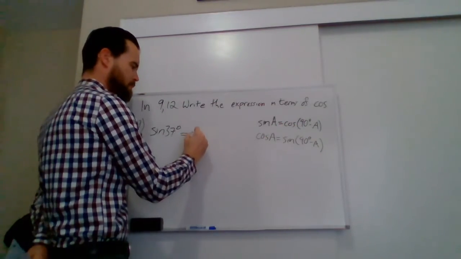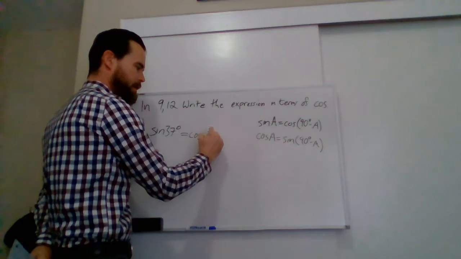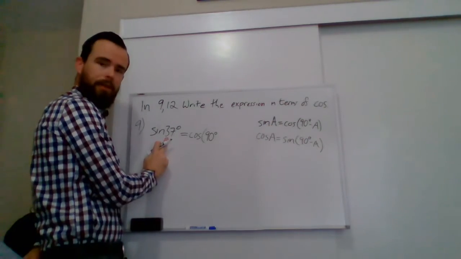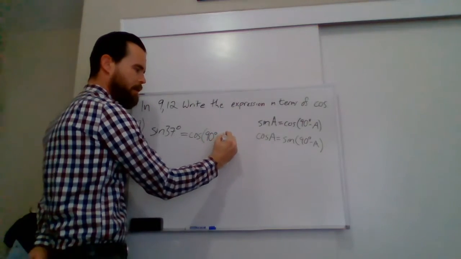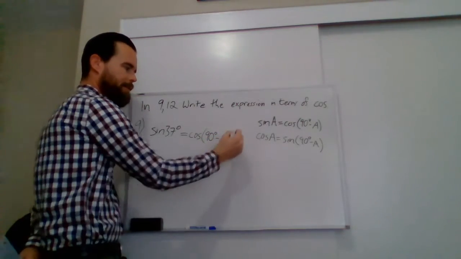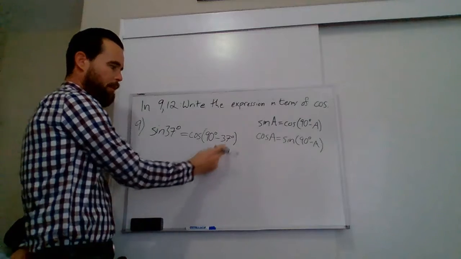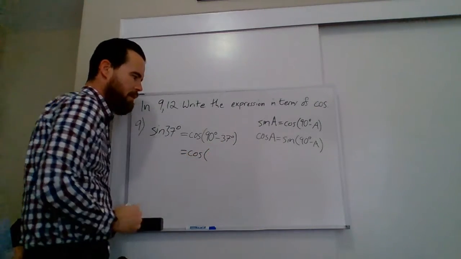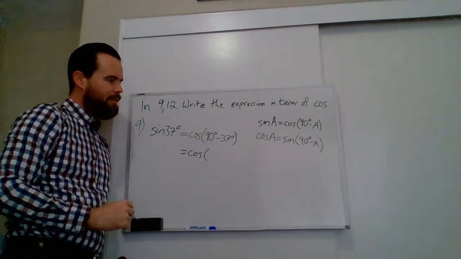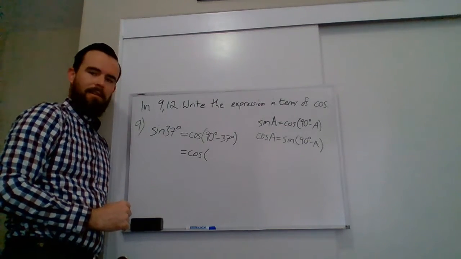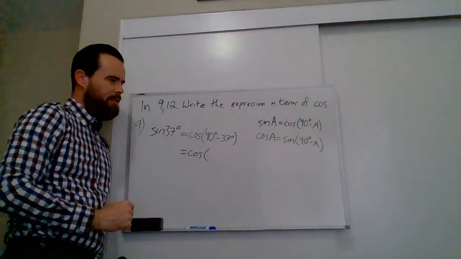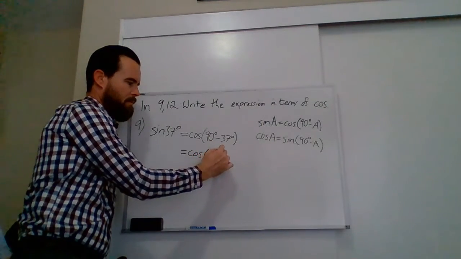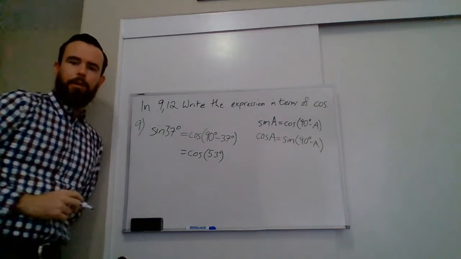So we've got cosine of 90 degrees, and A is 37 degrees here, so we're going to subtract 37 degrees. Now we'll do a little bit of math on this side, and we have 90 minus 37. Cosine of 53 degrees.